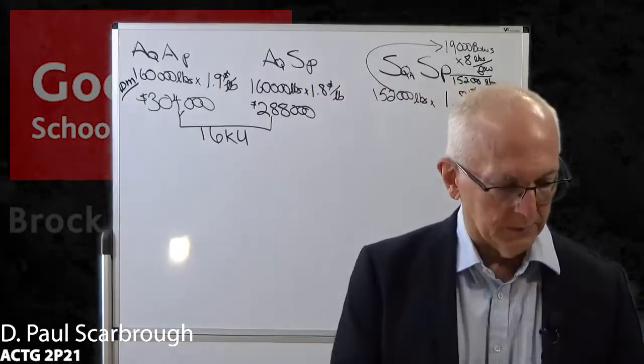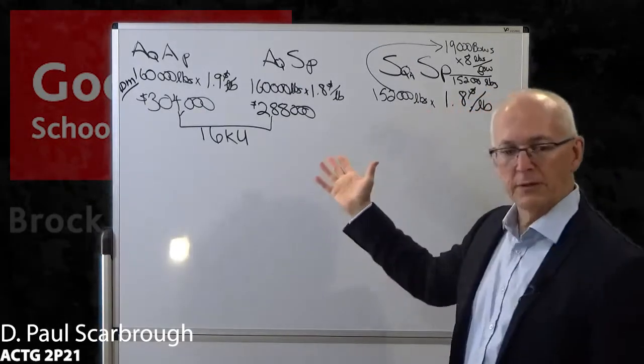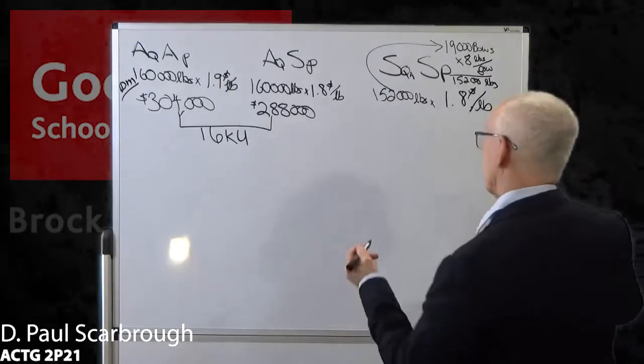This always is a stumbling block for people. So we do the same process here. First we have to multiply it out. So what we have is 273,000 here.